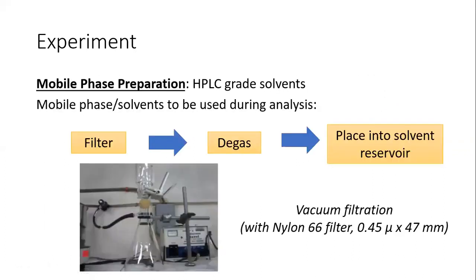For the mobile phase, since masyadong marami yung mga solvent na ginagamit for mobile phase, usually perform vacuum filtration. And you degas it using sonication as well before you place it into the solvent reservoir. So yung mga solvent na ginagamit for HPLC, these are usually HPLC grade. So hindi basta-basta na kahit anong solvent yung ginagamit sa HPLC. So meron ding solvent grade, which is particularly used for HPLC analysis.